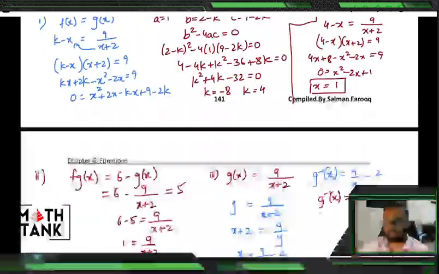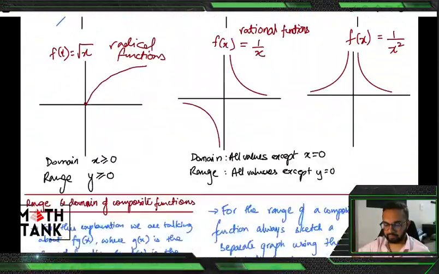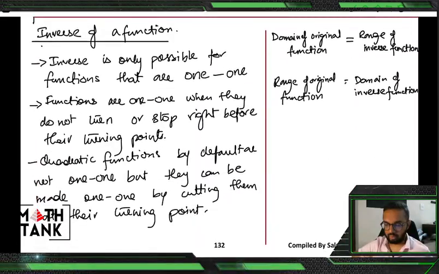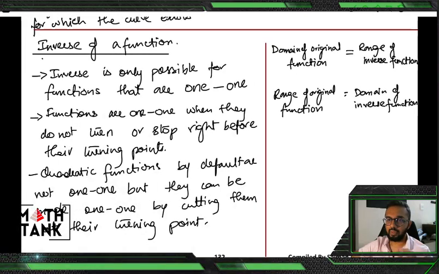Okay, I think I've written it up here. Let me just show you this. Here. For the inverse of a function, the domain of the original function becomes the range of the inverse, and the range of the original function becomes the domain of the inverse.